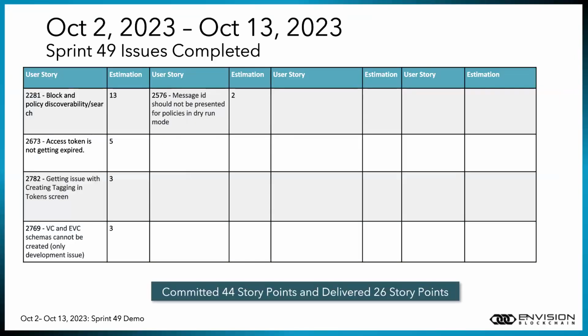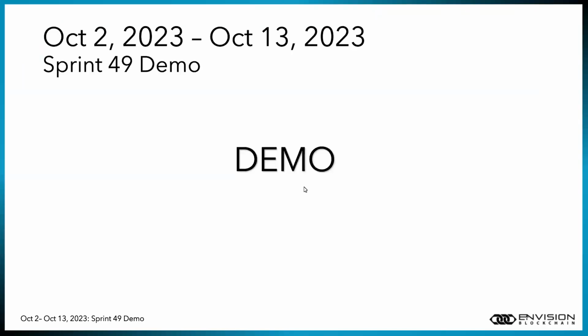Talking about Sprint 49, we committed to 44 story points and we delivered 26 story points, which includes 2281 block and policy discoverability search, and 2673 access token is not getting expired. We solved some of the issues, which are 2782 and 276. Now let's look at the Sprint 49 demo.